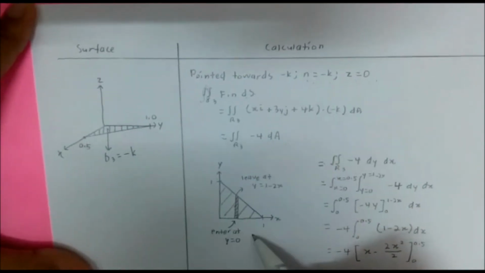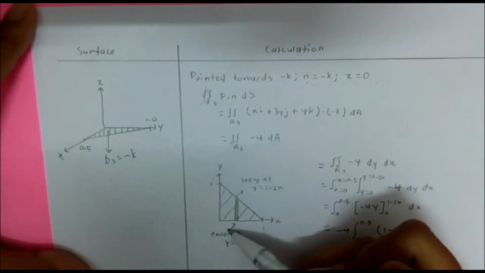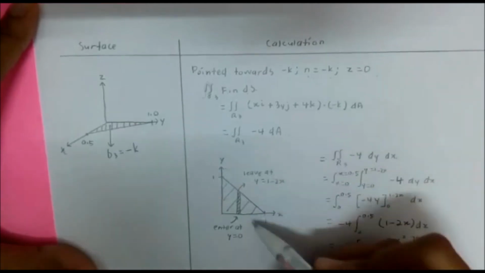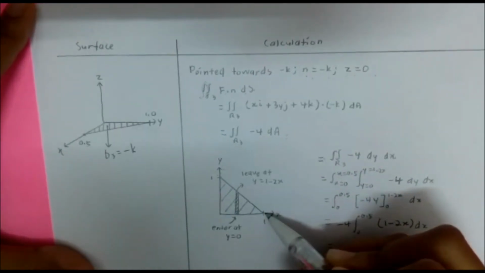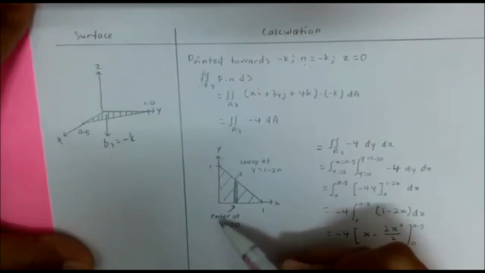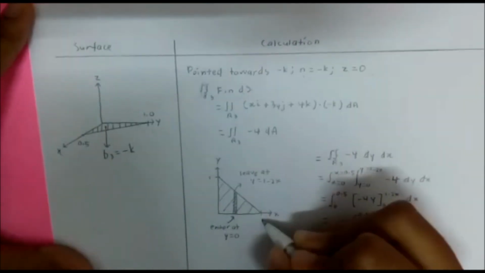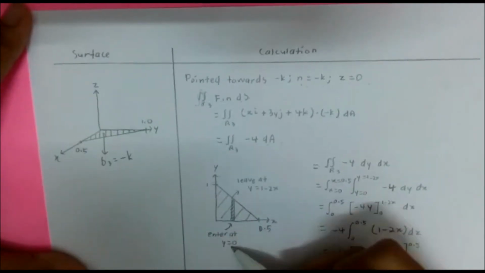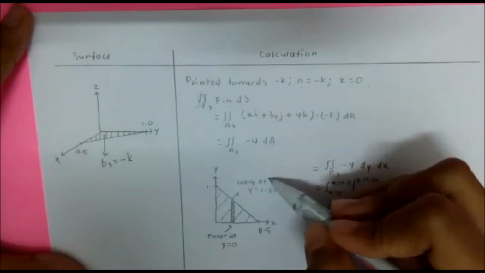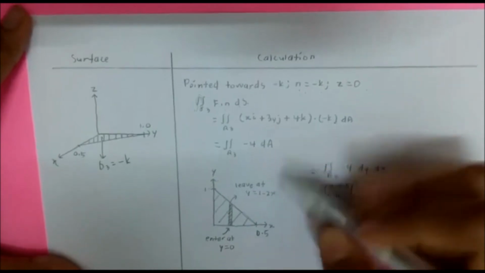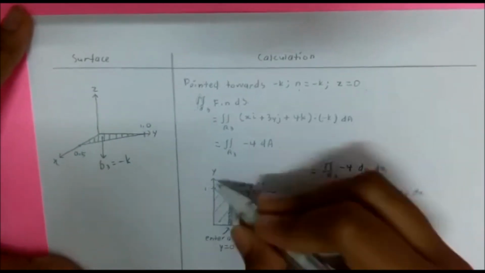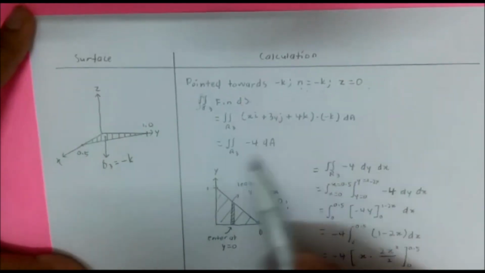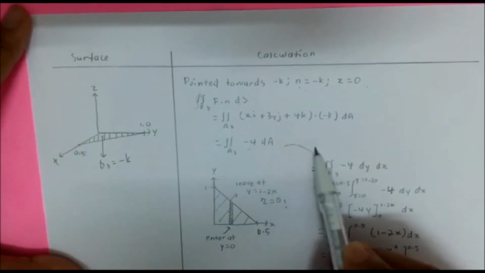But for this plane, we need to construct the xy plane to get the area. So we know that this is 1 and this is also 1. We know that this is not 1, I'm sorry, this is 0.5. And it will enter at y equals 0 and leave at y equals 1 minus 2x, because in the xy plane z will equal 0.